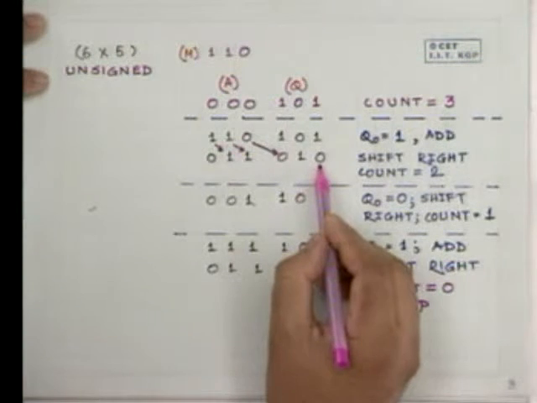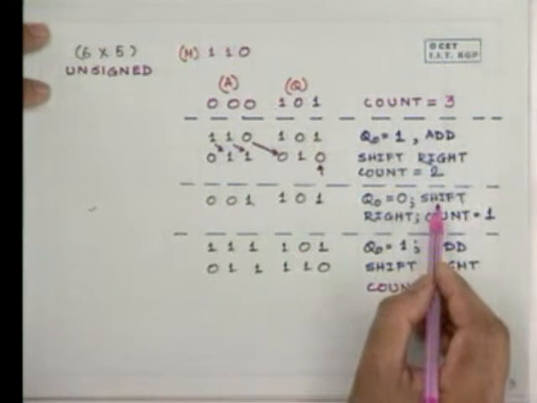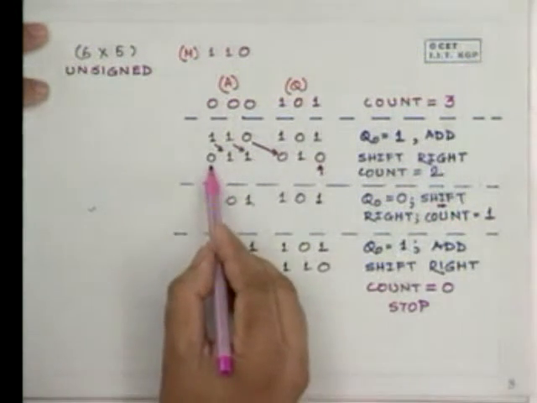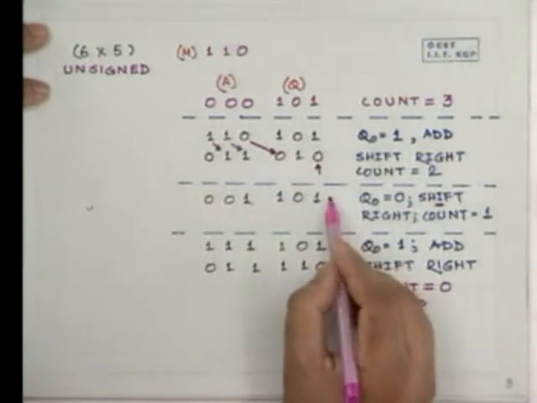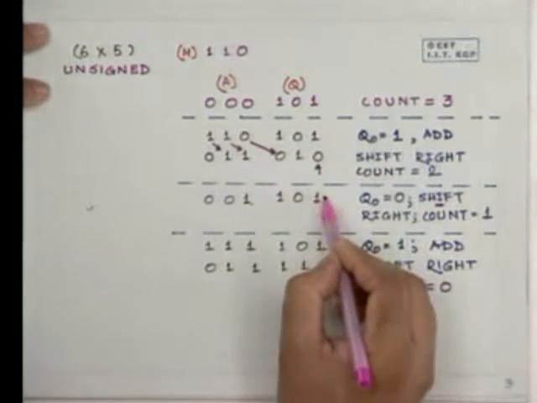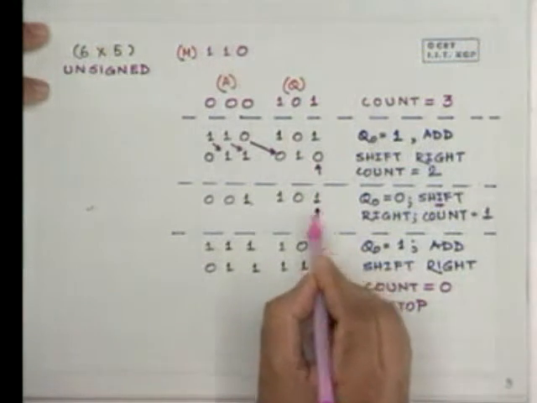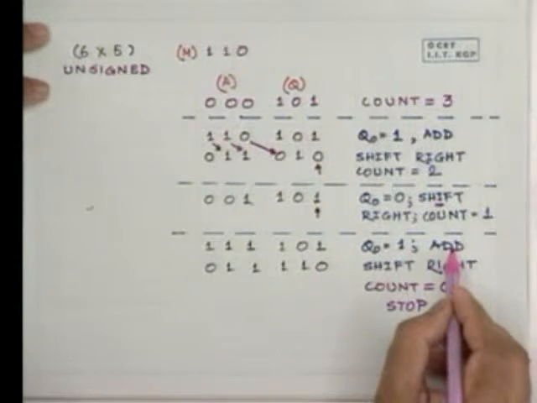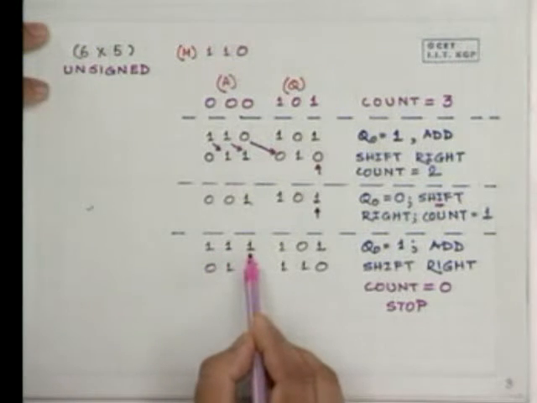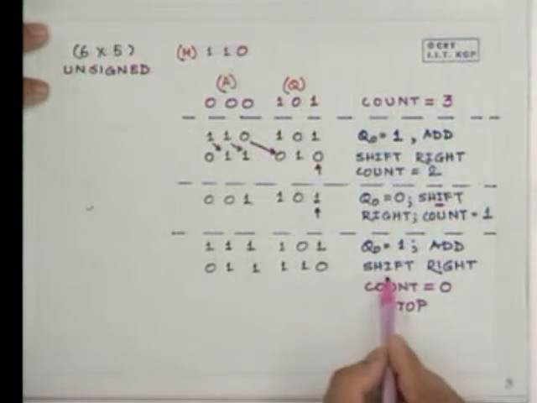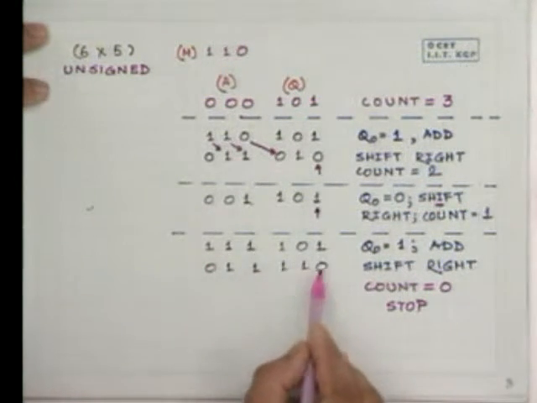Now the Q0 is 0, and therefore no addition is needed. We simply shift. Therefore this 0 comes here, this 1 comes here, this 1 comes here, and so on. Whatever comes out of the least significant bit of Q0 is ignored. Now we find once more that Q0 is equal to 1, and therefore addition is done. When we add 1 1 0 with 0 0 1, we get 1 1 1 here. And then we shift. That means we give a right shift. 1 comes here, 1 comes here, 1 comes here, and so on.